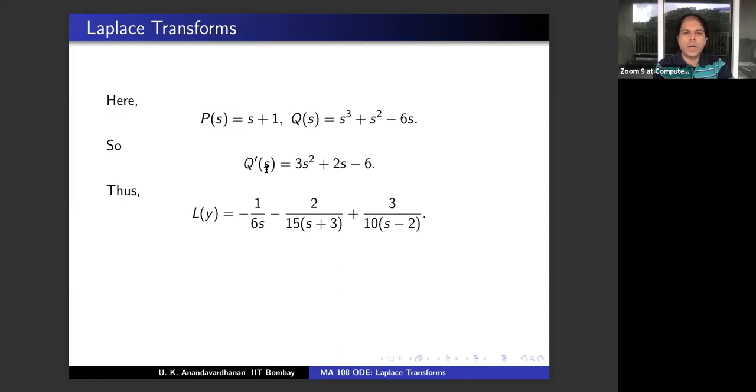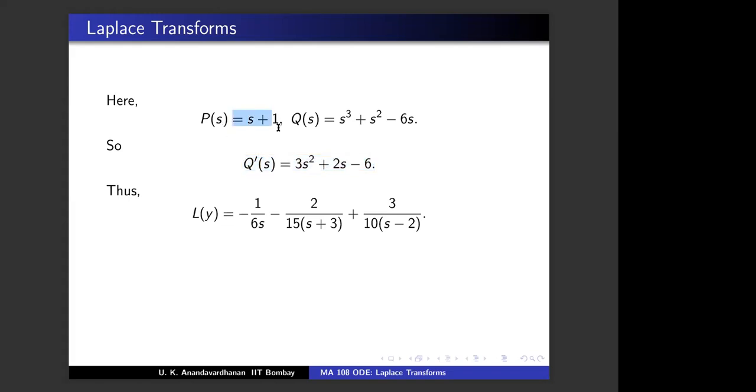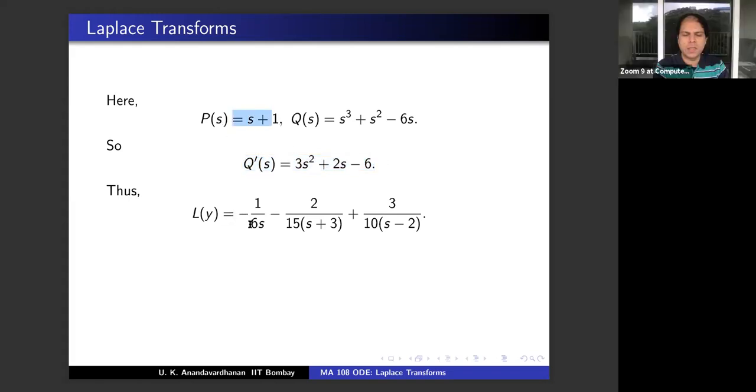So I can directly apply P by Q prime. At s equal to 0, what is Q prime? It is minus 6 and P is 1, so it is 1 by minus 6. I got minus 1 by 6 as the coefficient. At s equal to minus 3, the root is minus 3, so what is P(s)? Minus 2. And Q prime at minus 3 is 27 minus 12, which is 15. So minus 2 by 15.